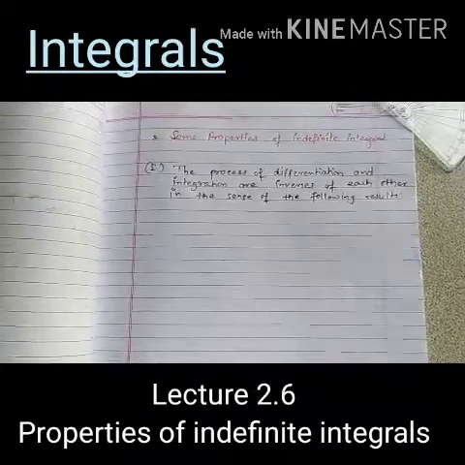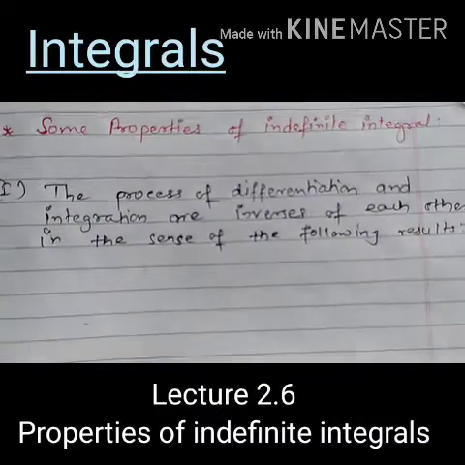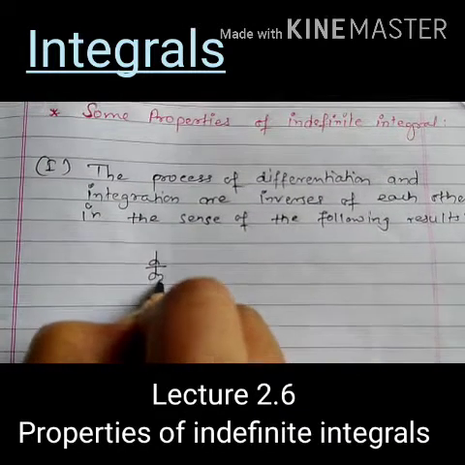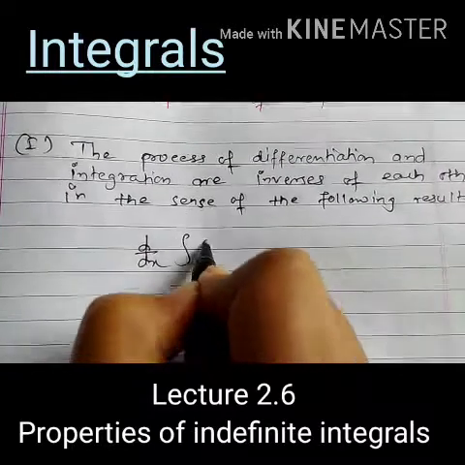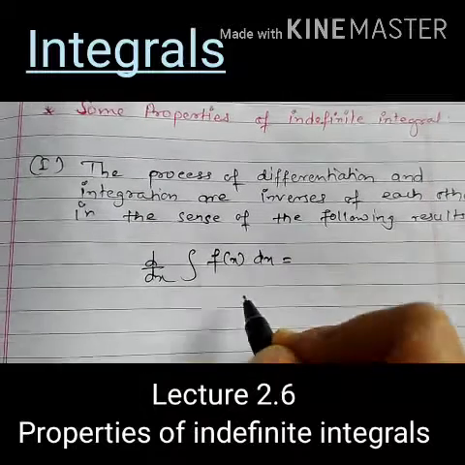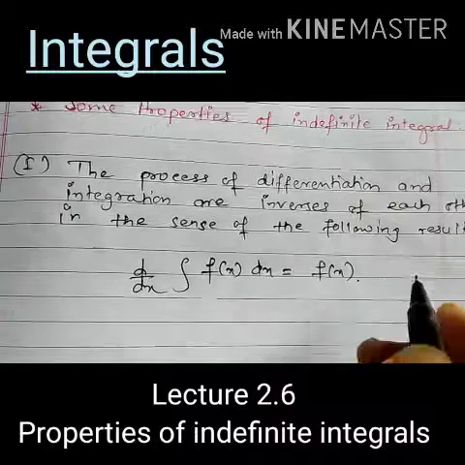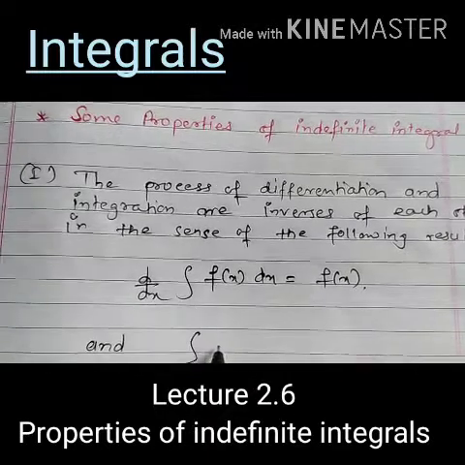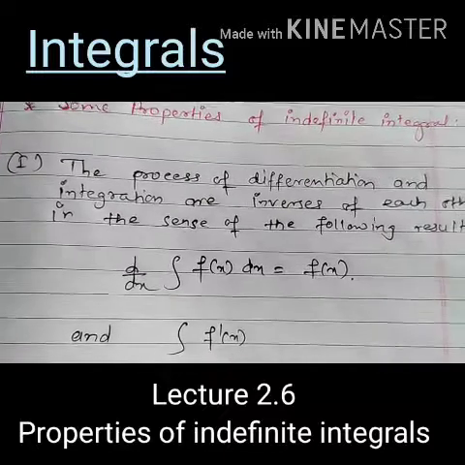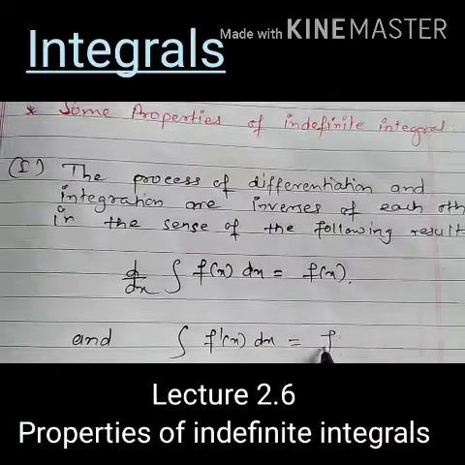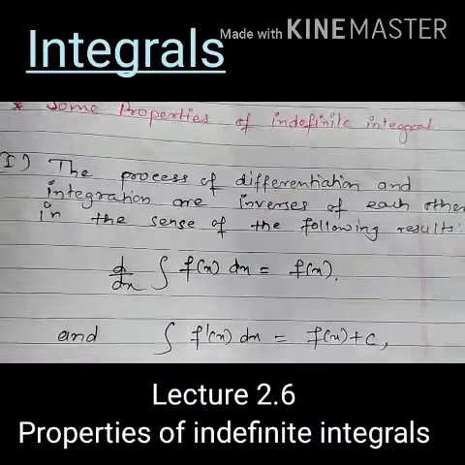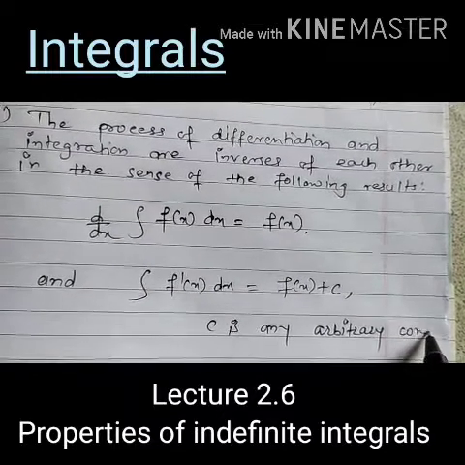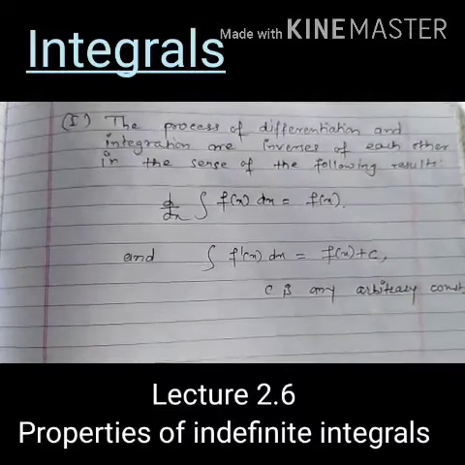Now, as we know, integration and differentiation are inverses of each other. So if we take any function f which is differentiable as well as integrable, then the derivative with respect to x of the integration of f of x dx is nothing but the function itself. And the integration of the derivative of the function f with respect to x is equal to the function itself plus any arbitrary constant c. Now we'll see the proof for this first property.